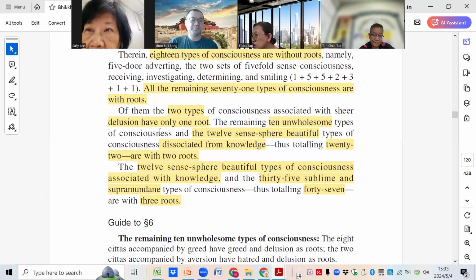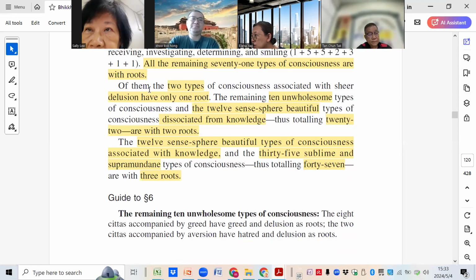You see, it says: of them, the two types of consciousness associated with sheer delusion only have one root. The remaining 10 unwholesome types and the 12 sense-sphere beautiful types dissociated from knowledge, thus totaling 22, are with two roots. So we try to find out those with the two roots.